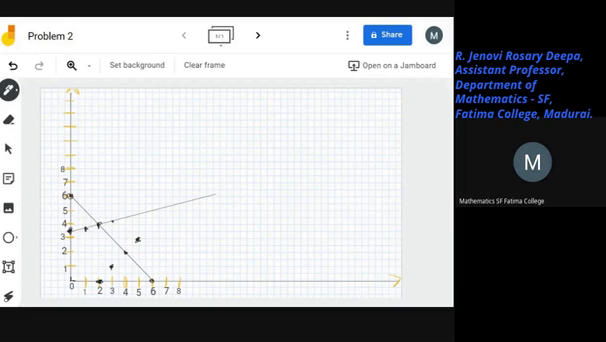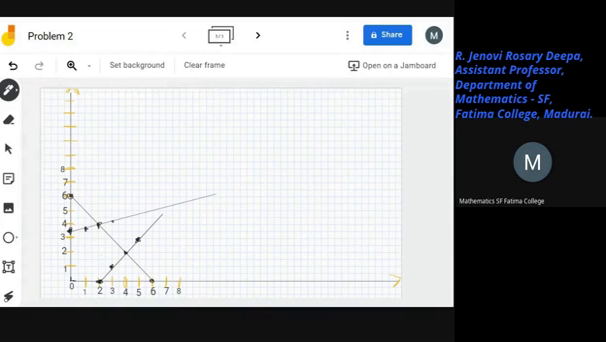Now you have to join these points. So this is the third straight line, X1 minus X2 equal to 2. Okay, the third straight line we have drawn.